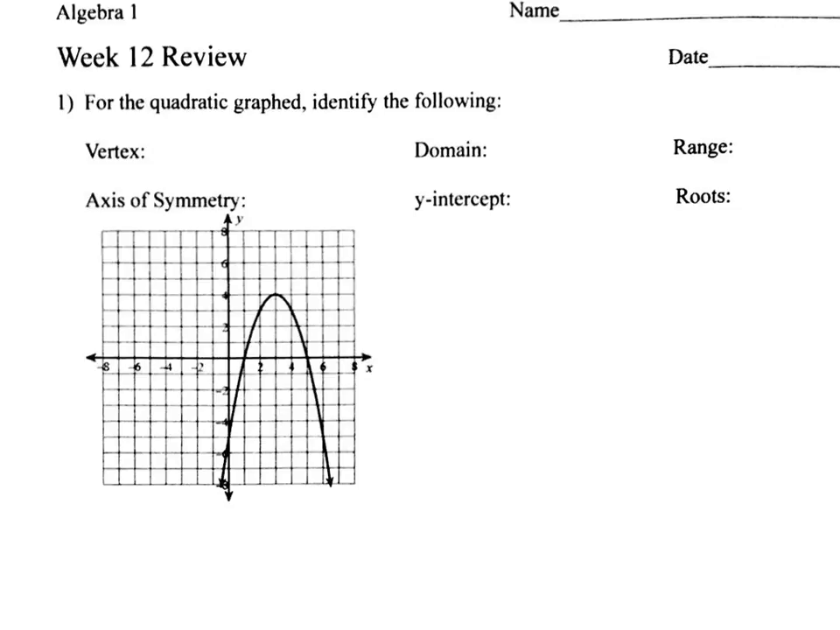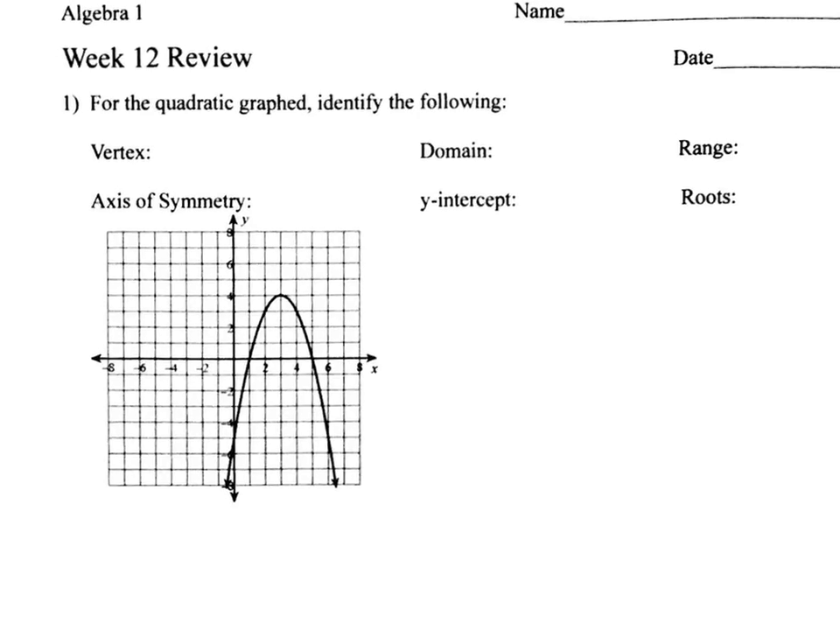So vertex, remember that's our turning point up here. So my vertex here is going to be 3, 4. Axis of symmetry, x equals 3. That's our line that goes to the middle.